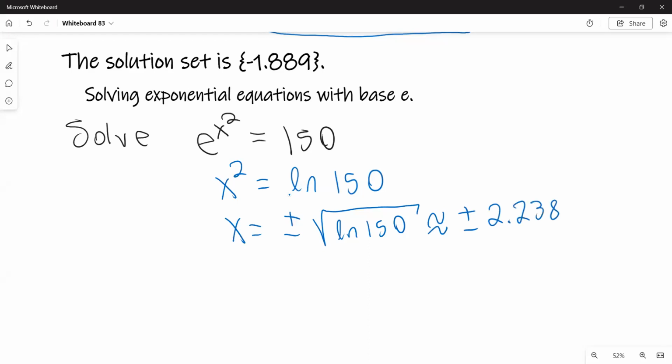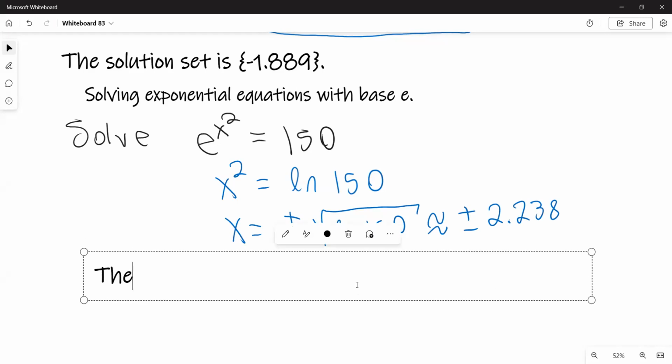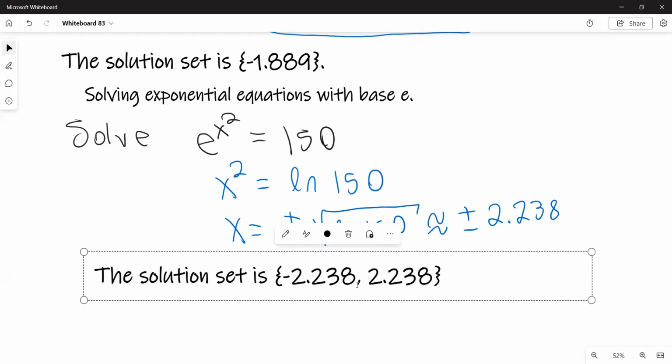And that is the solution set. Okay, the solution set is negative 2.238, comma, positive 2.238.